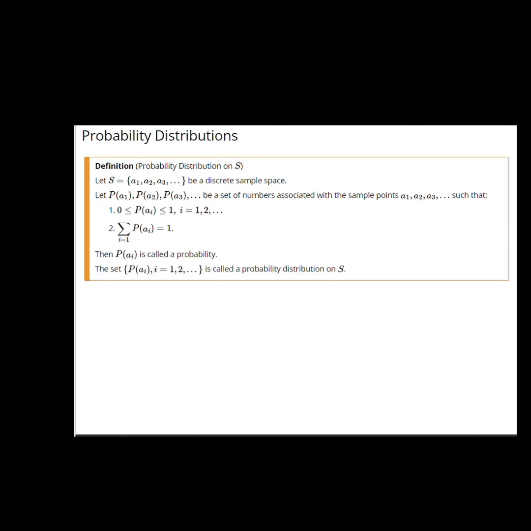We call this quantity P(Ai) a probability, and the set of all P(Ai)s is a probability distribution on the sample space S. The events consisting of a single point Ai in a sample space we referred to as simple events.